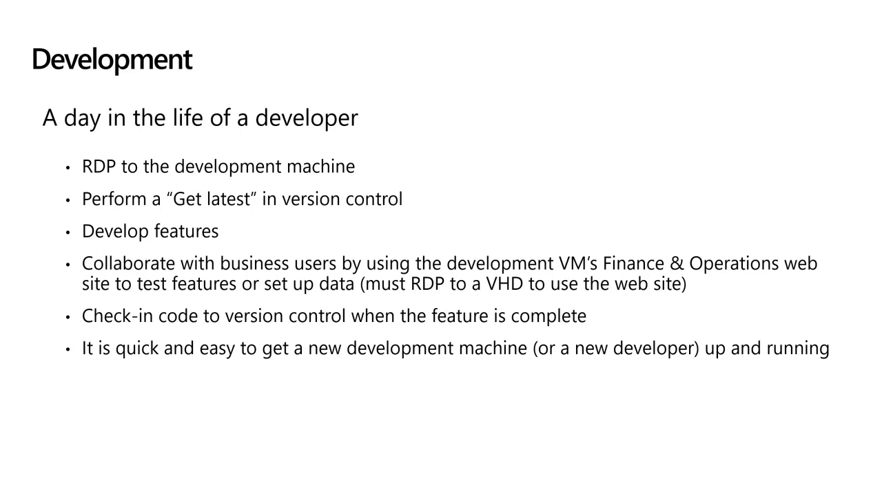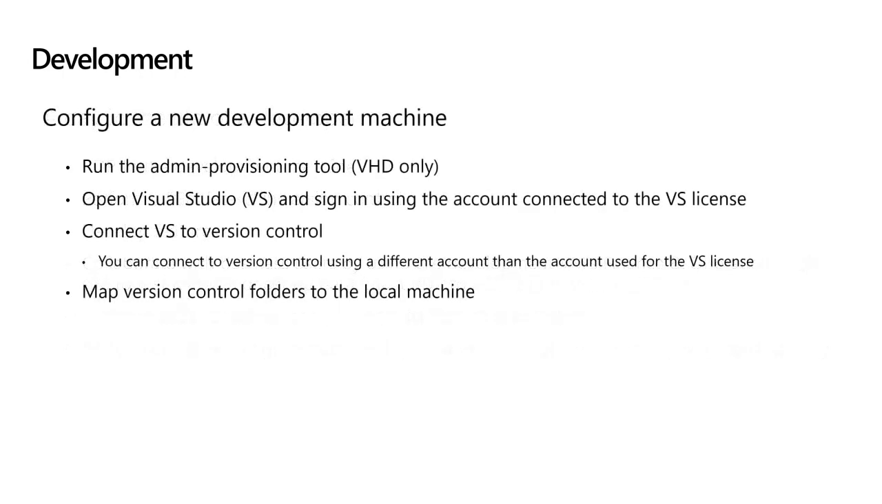And the general idea is that it's quick and easy to get a new development machine or to get a new developer up and running. It does not take that long. You just have to download the customizations and you're ready to start. For a new development machine, if it's a VHD, you have to run the admin provisioning tool. After that, you need to sign into Visual Studio with the account that contains your VS license. If you don't have a license, you can get a 30-day trial, but you will need a license. You're not able to open Visual Studio if you don't have a license or a trial license.